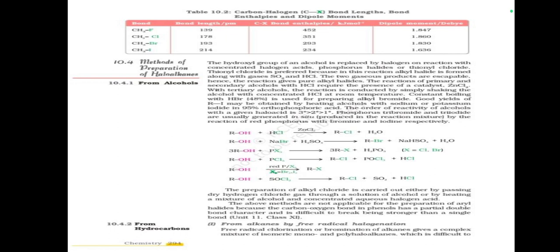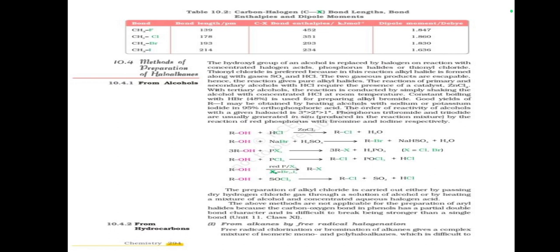The reactions of primary and secondary alcohols with HCl require the presence of ZnCl2 as catalyst. With tertiary alcohols, the reaction is conducted by simply shaking the alcohol with concentrated HCl at room temperature. Constant boiling HBr is used for preparing alkyl bromide. Good yields of RI may be obtained by heating alcohols with sodium or potassium iodide in 95% orthophosphoric acid.